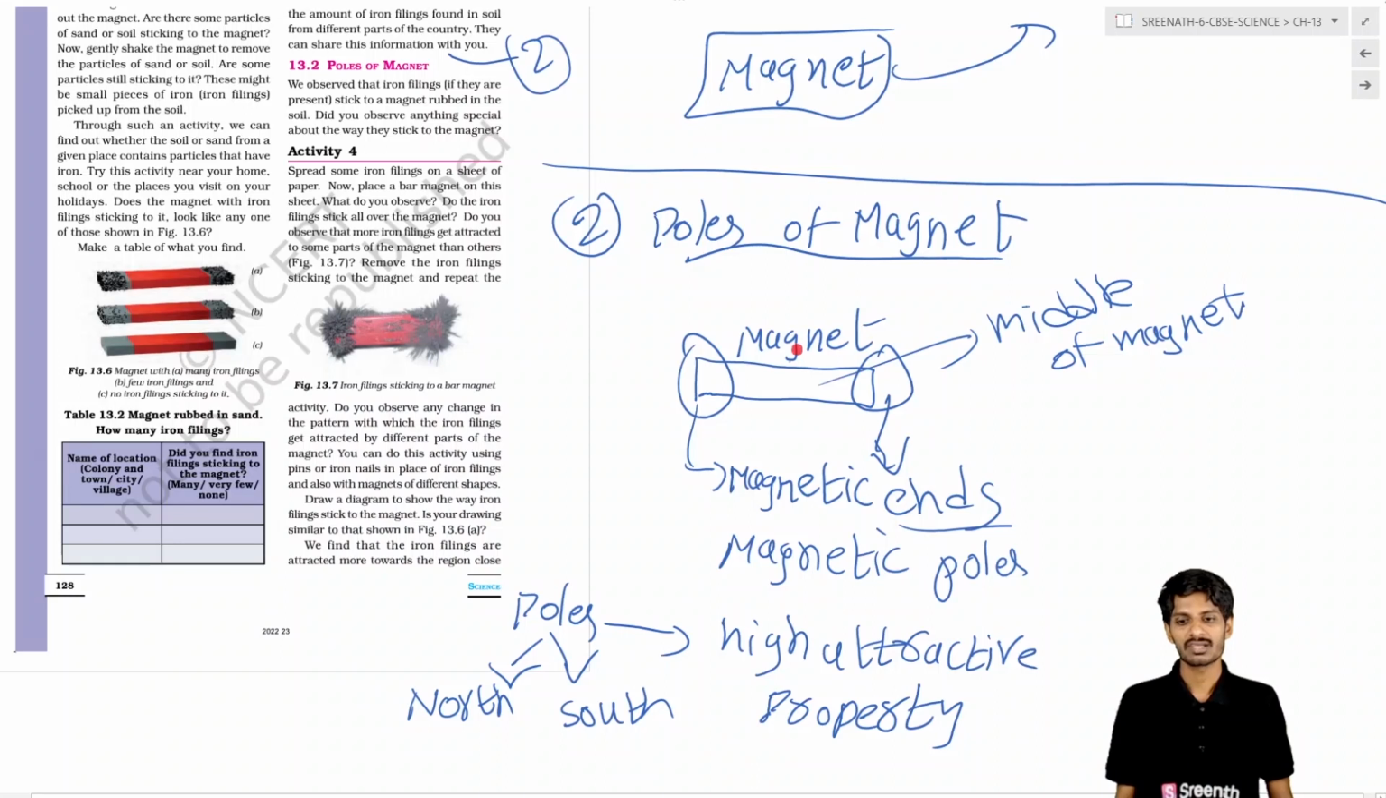The ends of a magnet we call poles, and one is the North Pole and another one is the South Pole. Which is the North Pole and which is the South Pole? What is the difference between them? We are going to learn about it. One thing we have learned is that the poles have high attractive property. More iron filings are accumulated at the ends, and very few iron filings are accumulated at the middle of the magnet.